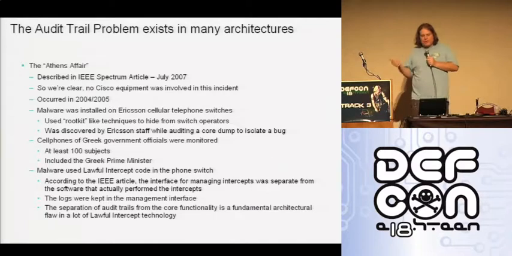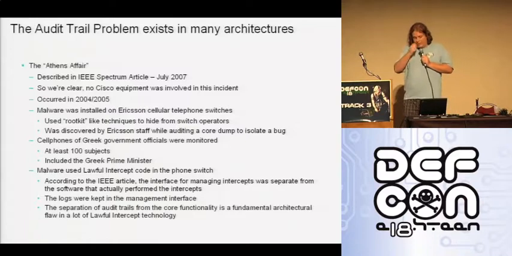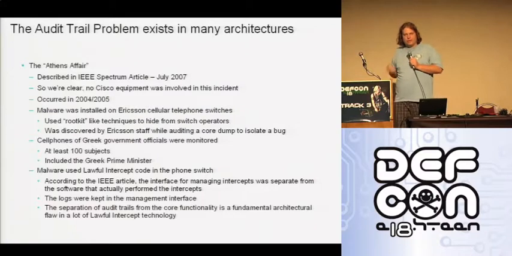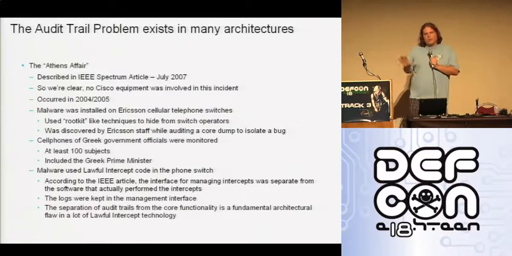So there's this IEEE Spectrum article called The Athens Affair that was published in July of 2007. It's a really good read. This involved an Ericsson cellular phone switch in Greece. No Cisco equipment was involved in this case. What happened was that the switch started crashing, and Ericsson's third-level support guys were sent down to Greece to find out what was wrong with the switch.